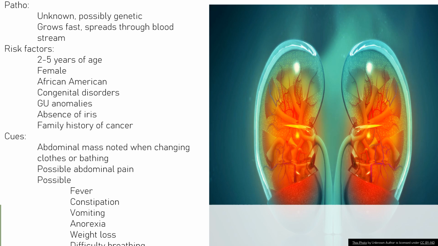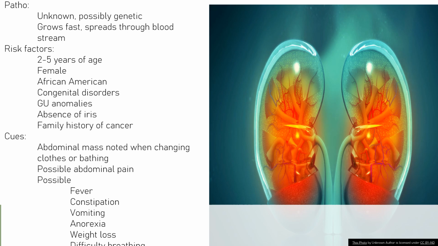The cues that we have noted here, normally a child with Wilms tumor doesn't have all of the pain and possible cues that are listed here. If it's caught relatively early, the only thing we might see, because it's rapidly growing, is a large one-sided abdominal mass that we see when we're changing their clothes or bathing them. And because this is a younger child, 2 to 5 years, we're usually the ones doing all the bathing and the clothing and removing clothing and all that stuff.